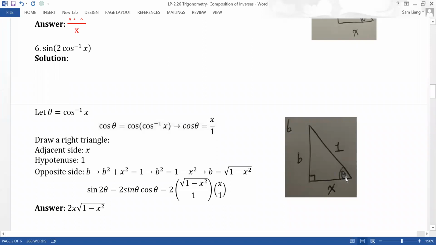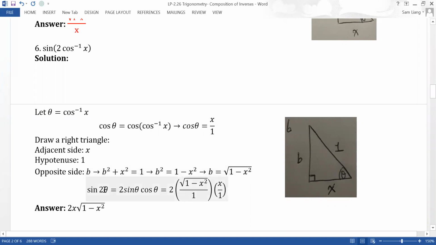From there, you draw your right triangle. So cosine is adjacent over hypotenuse, so that would be x, and then 1 here. And then the missing side is b, right? So this is just like the question we just solved, like question 3. We're going to solve for the opposite side. We're going to do the same thing. We get the square root of 1 minus x squared.